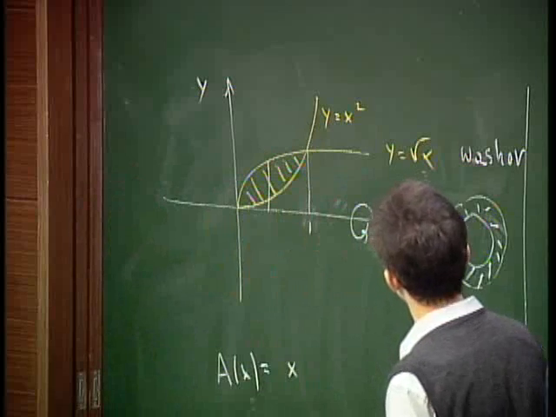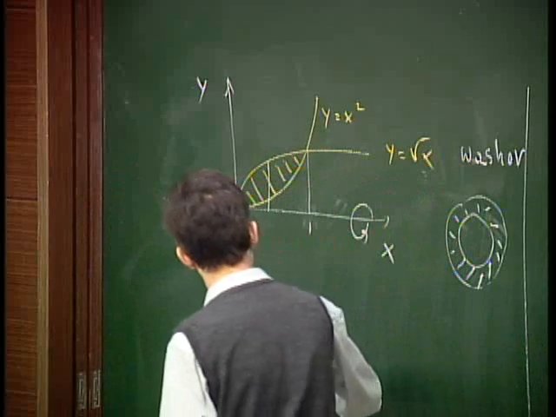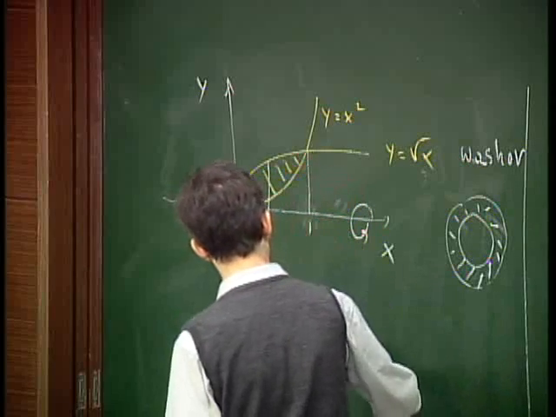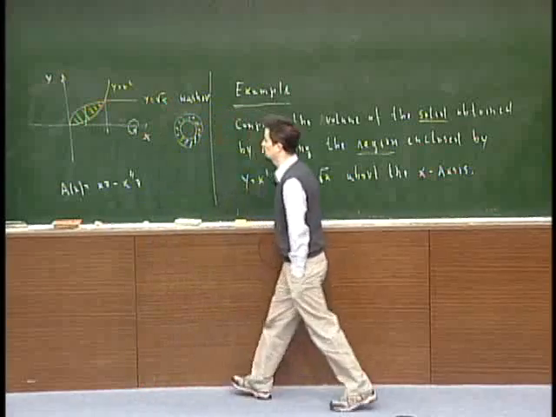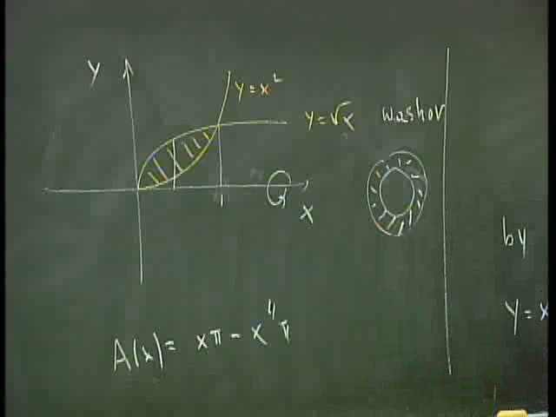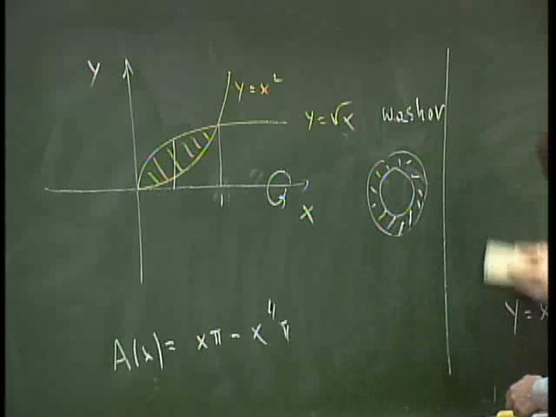You compute the area of the whole disk, which is x times pi, and you subtract the area of the inner disk, which is x to the 4 times pi. Okay, so similar. Now, once you have figured this out, the rest is trivial, just integration.